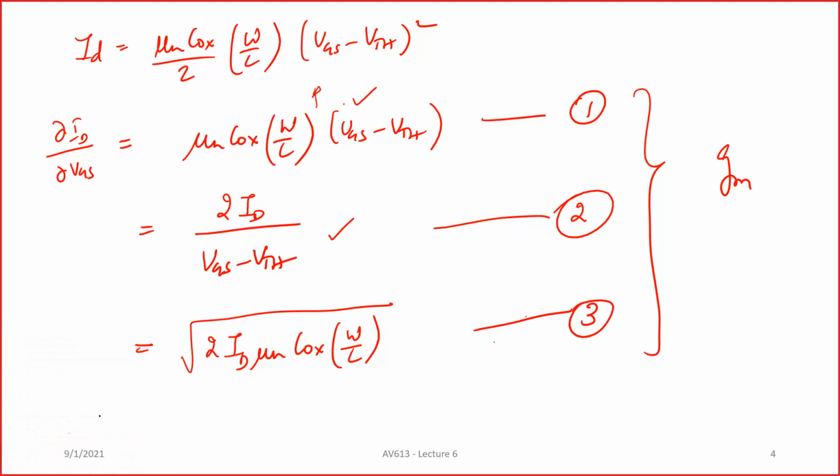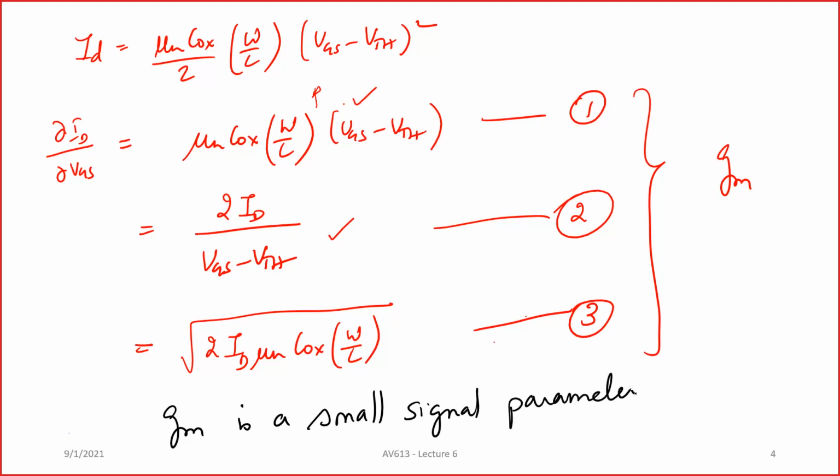GM is a small signal parameter. Now, sometimes I have seen students writing in exams, where if they want to find the DC current, they will use GM. That is wrong. For example, if I have been given a certain VGS and some VTH and some W by L ratio, you do not use this first expression to find your current.